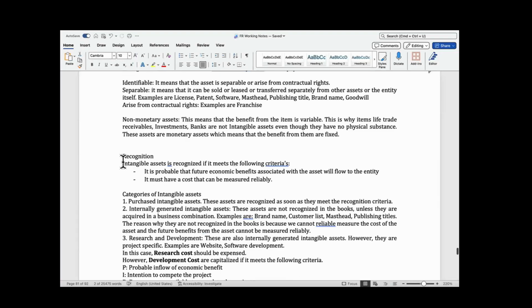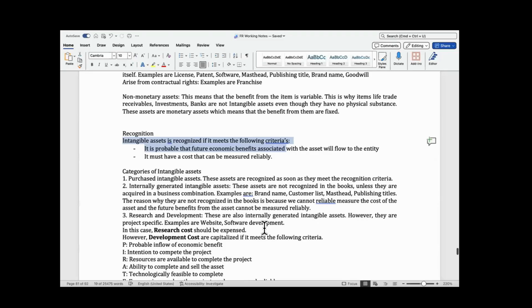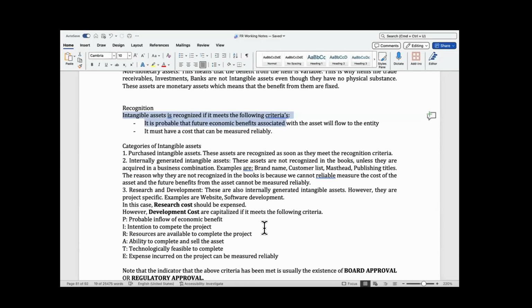Then when it came to recognition, we saw that it's exactly the same as that of IAS 16, but we said recognition is determined by how you have bought the intangible asset. We looked at where you purchased it, where it is internally generated, and we looked at research and development. Basically, internally generated intangible assets are not recognized in the books unless acquired in a business combination. So you don't recognize it in your books at all.